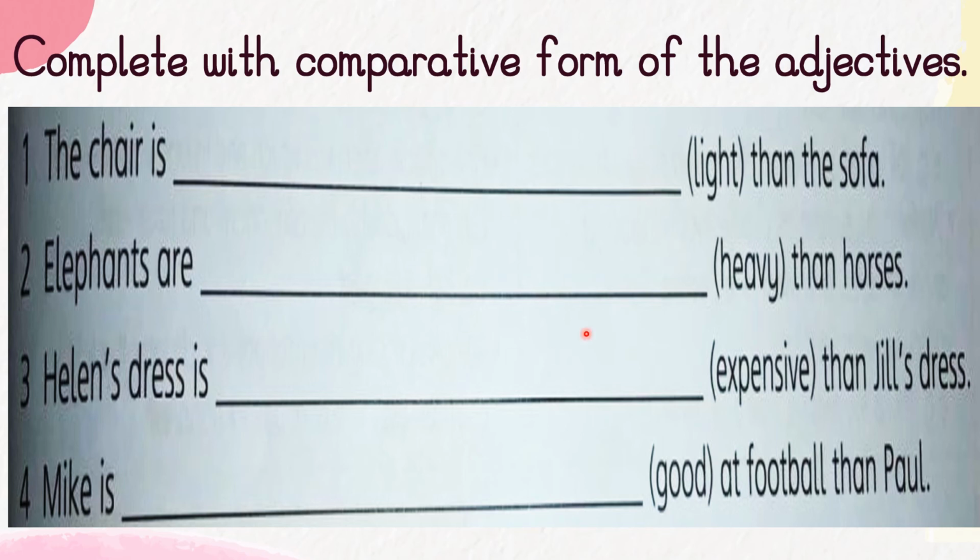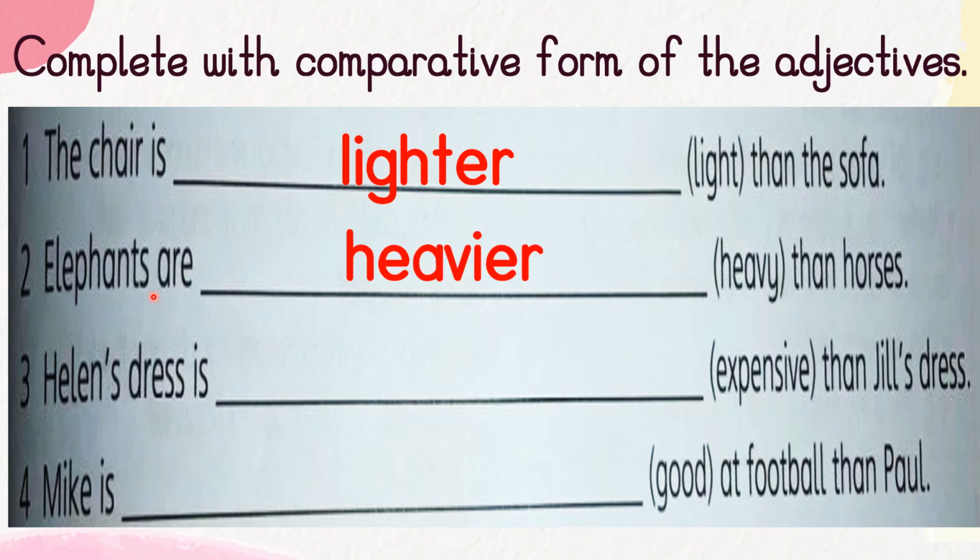Last one, you can do this together, but I will make it very fast. We need to complete the comparative form with the adjective. The first one, the chair is light than the sofa. So it will be, very good, what we learned before, lighter. Yes, lighter than. Second one, elephants are, if we make a comparison with the horses, kuda, 马, elephant, gajah, 大象, so elephants are heavier, lebih berat, 比较重, than horses.